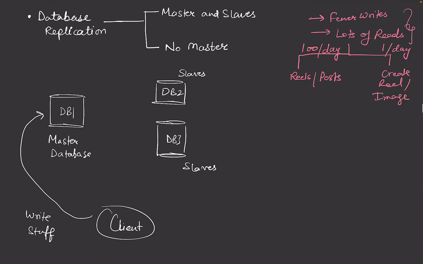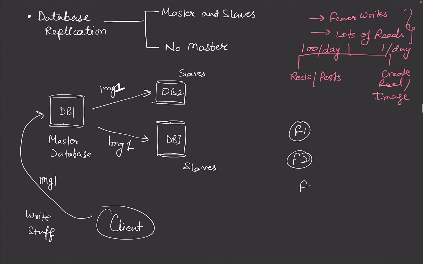So let's say image 1, it will give image 1 to database 2, it will ask database 2 to store image 1, and it will also ask database 3 to store image 1. Now let's say my friends are seeing their feed and they would see this image, they have to read this image. So this is friend 1, friend 2, friend 3, friend 4. So all the read requests usually go to slaves, and usually we have multiple slaves and more slaves than masters.